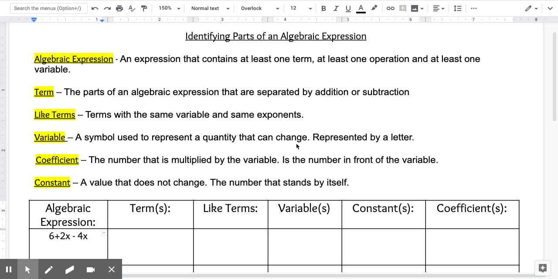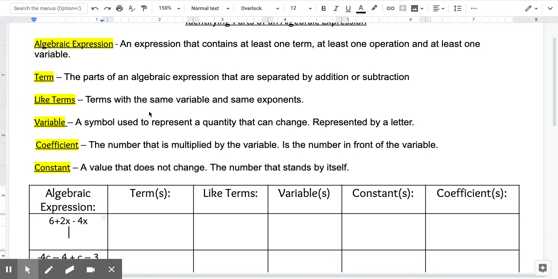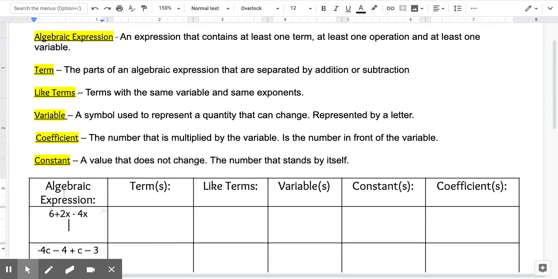Hello students, today we're going to go over identifying parts of an algebraic expression. It's basically vocabulary, and there are 6 vocabulary words. So the first one is algebraic expression. It's an expression that contains at least one term, one operation, and at least one variable. So here is an example of an algebraic expression.